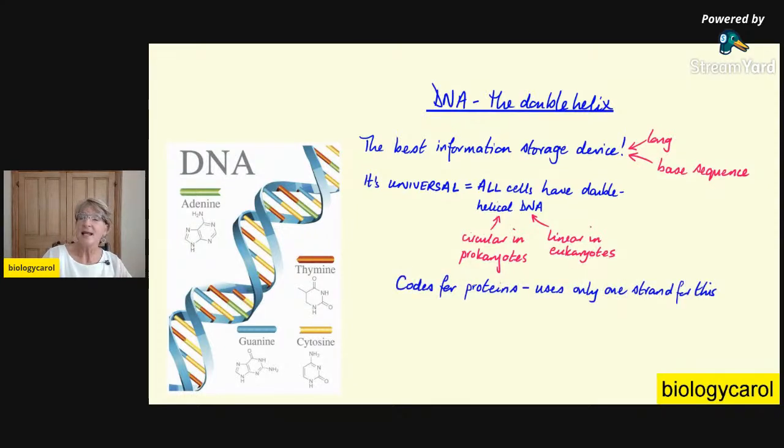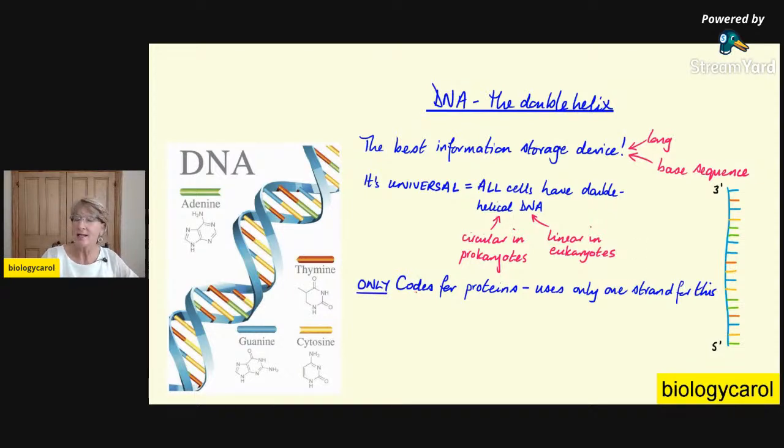And DNA codes for proteins. And it only uses one strand of the DNA for this. If your syllabus requires you to know about the directionality of DNA, it is actually the 3' to 5' strand. If you're not required to know that, don't worry about it. It will always be known in all syllabuses as the template strand. It's the strand that is read. And it is literally read from top to bottom.